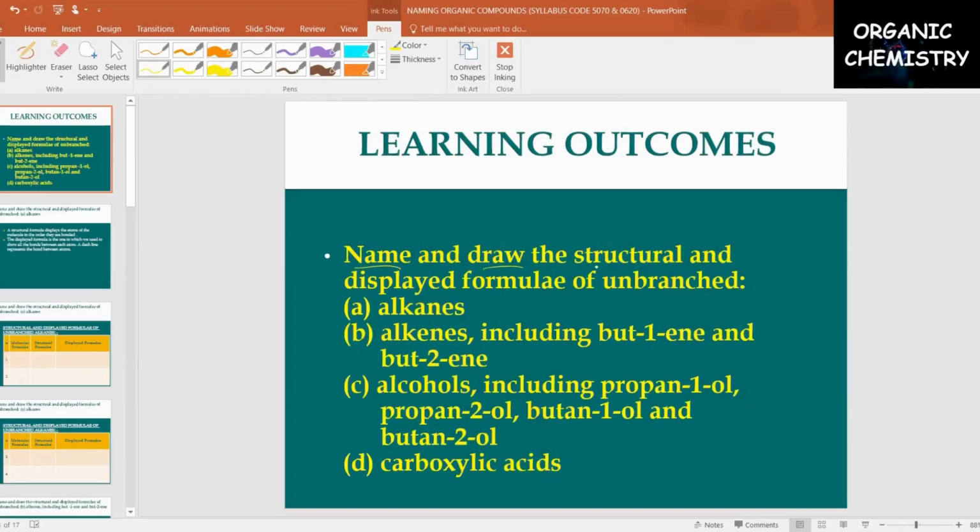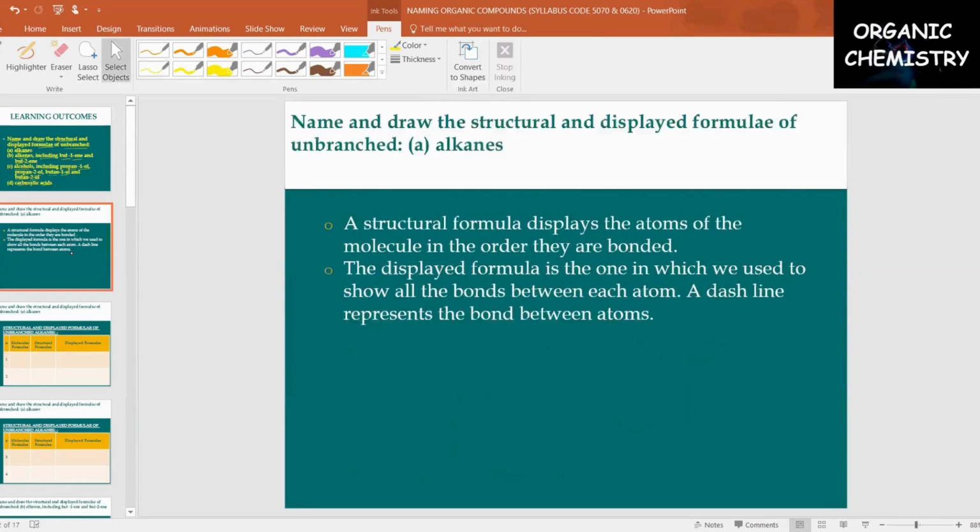Name and draw the structural and displayed formula of unbranched alkanes, alkenes including but-1-ene and but-2-ene, alcohols including propan-1-ol, propan-2-ol, butan-1-ol, and butan-2-ol, and carboxylic acids. A structural formula displays the atoms of the molecule in the order they are bonded. The displayed formula is the one we use to show all the bonds between each atom. A dash represents the bond between atoms.